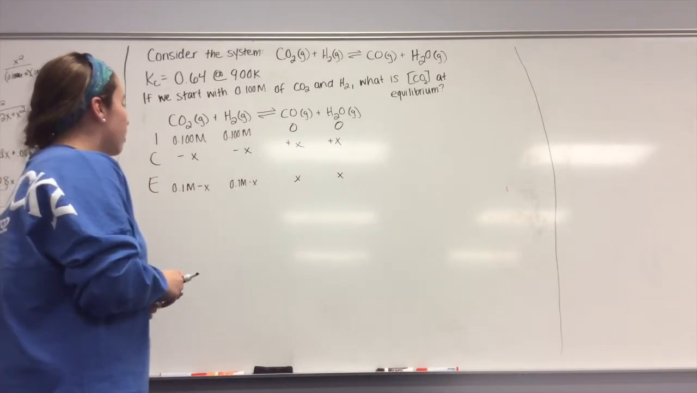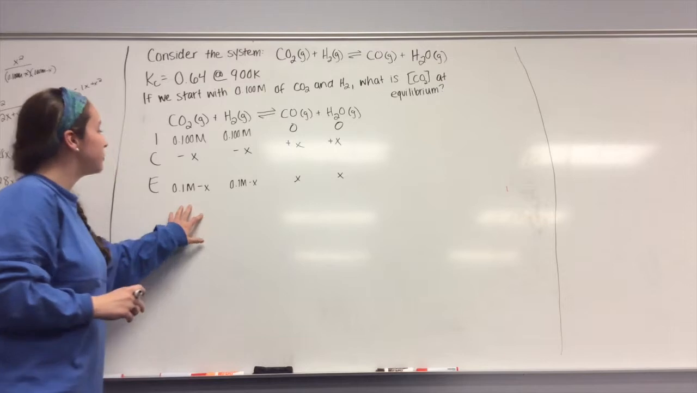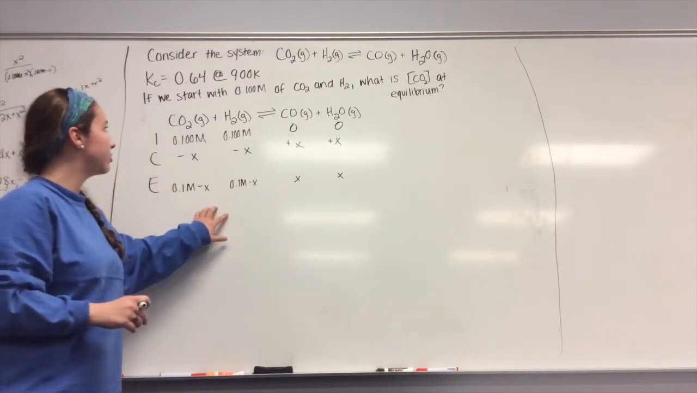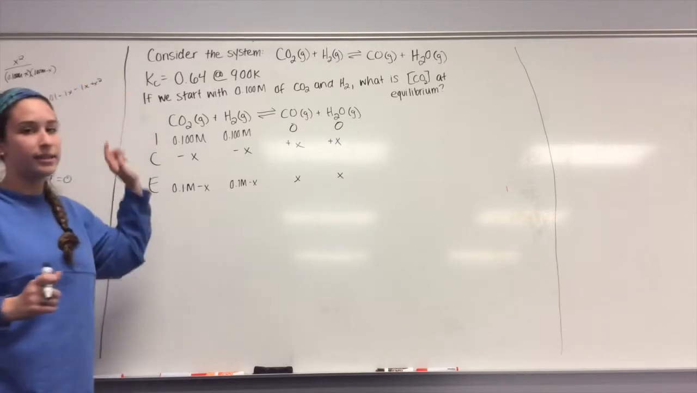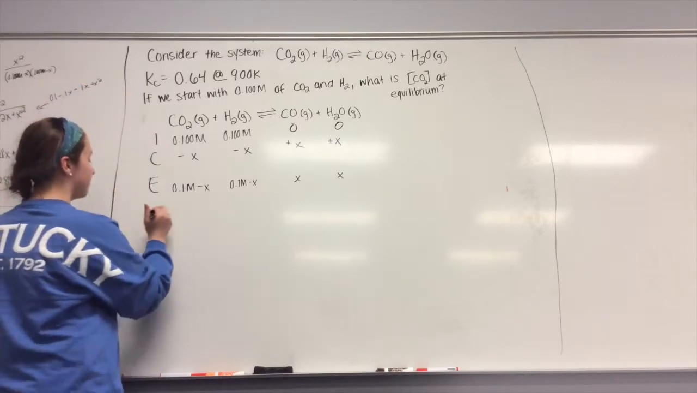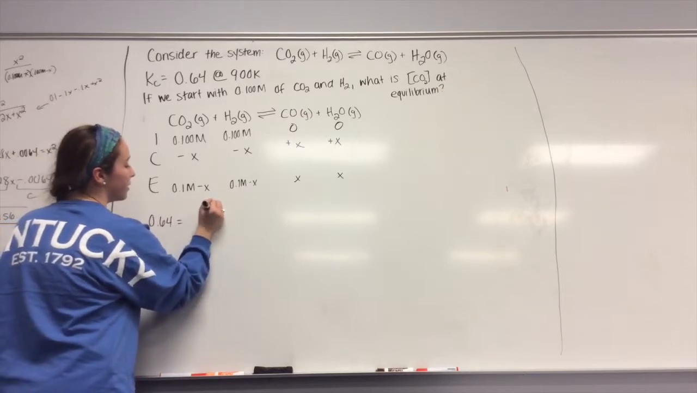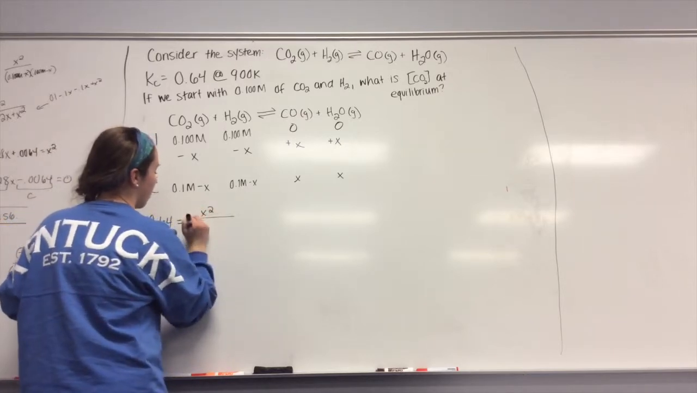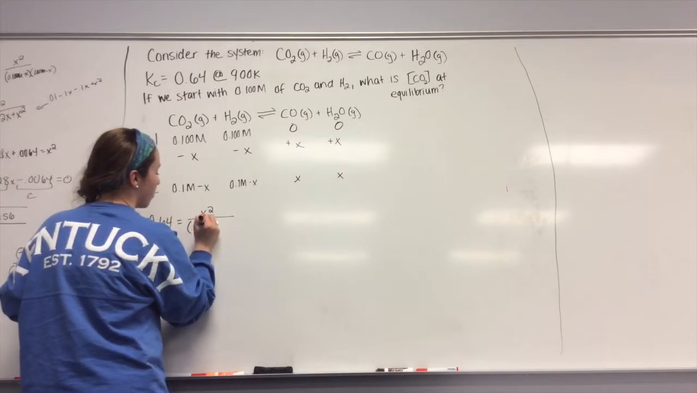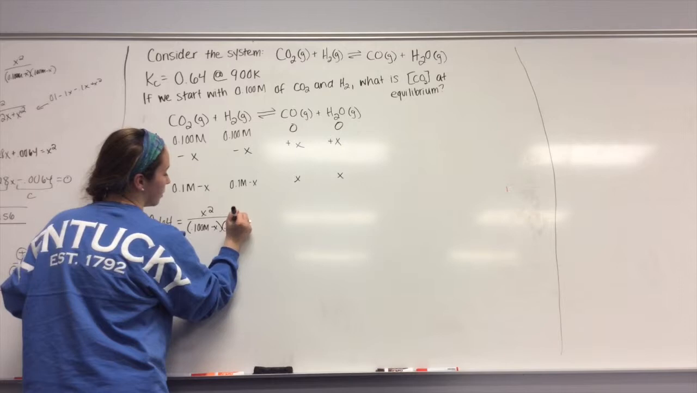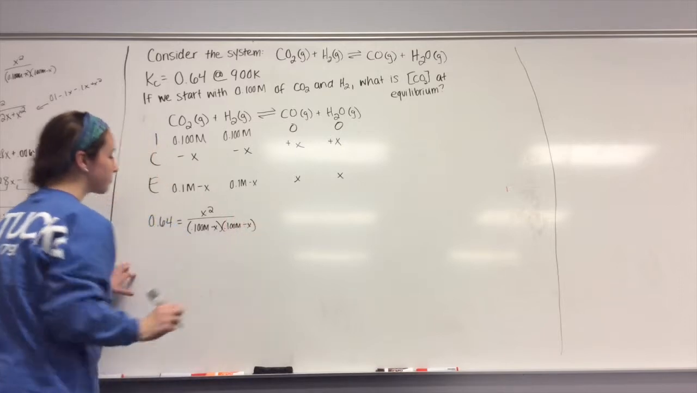And so in order to solve for these x's, we need to do our concentration of products over our concentration of reactants and set that equal to our Kc value. So that gives us 0.64 is equal to x squared over 0.1 molar minus x times 0.1 molar minus x.